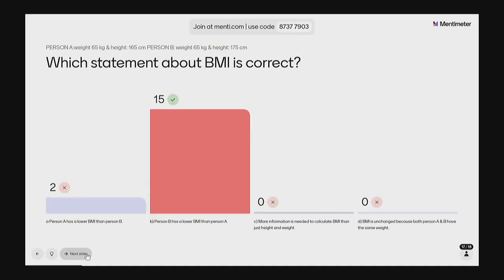Person B has a lower BMI than person A. That's what most people are saying. Then person A has a lower BMI than person B. So in calculating the BMI, remember your BMI is equal to your kilogram per height in meters squared. So you have to convert the centimeters to meters before you do the calculation.